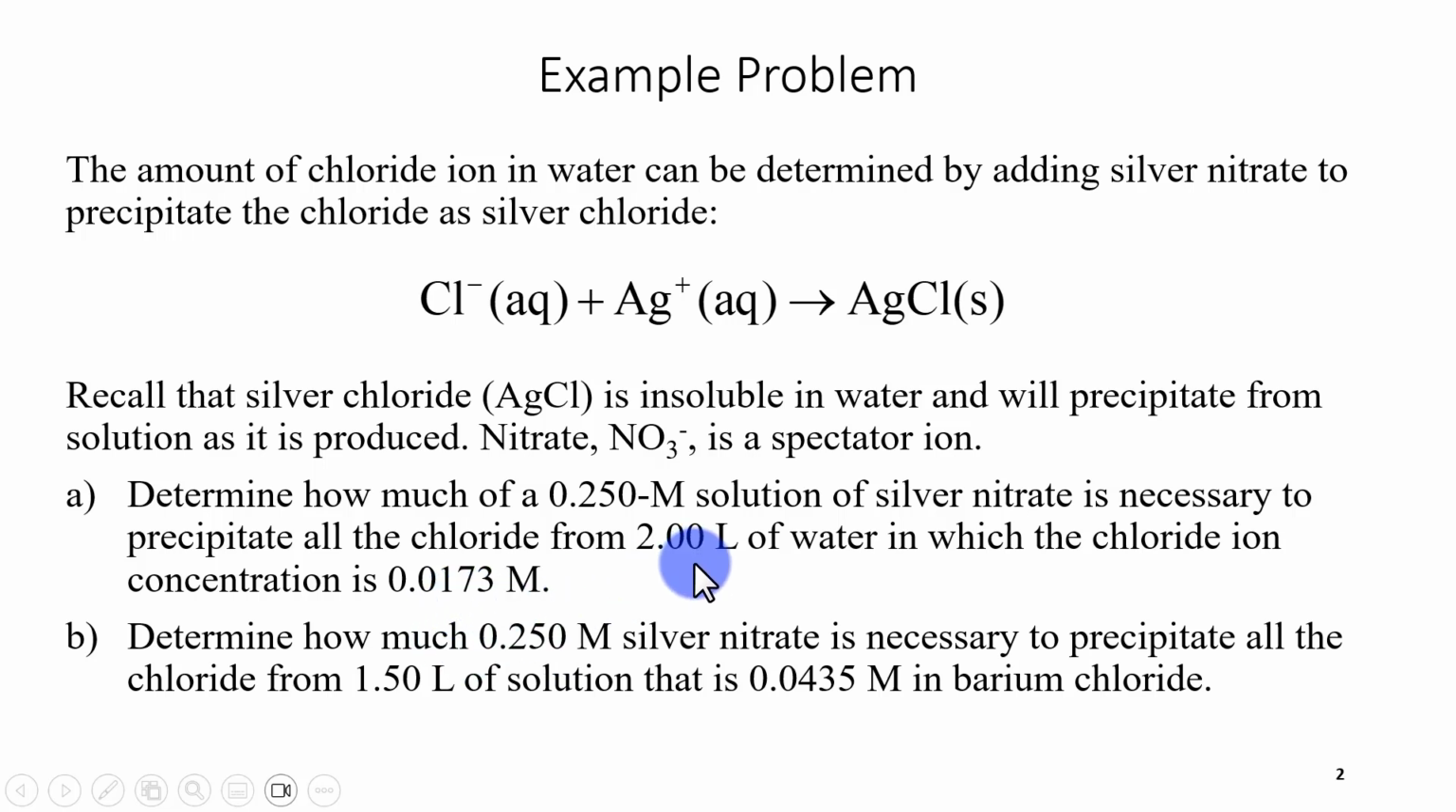Now, what do I do with this information that I'm given? Well, I know that I'm given a volume and I'm given a molarity. I can use these two pieces here to calculate the moles of the chloride ion. Once I have the moles of the chloride ion, then I can use the balanced chemical reaction to find out how much silver I need to precipitate the chloride. And once I have the moles of silver ion, then I can use the moles and the molarity that is given to me to calculate the volume.